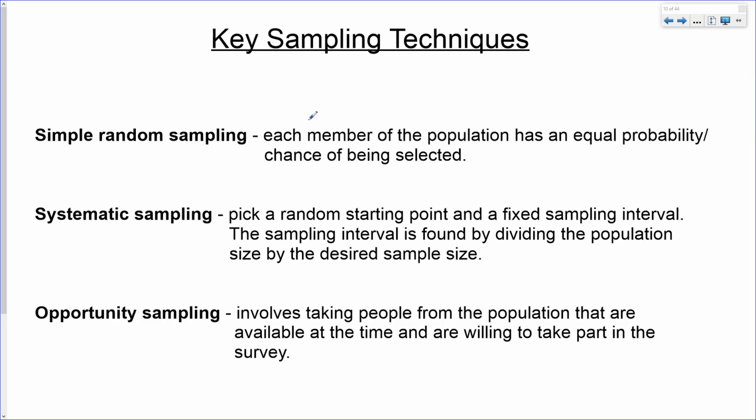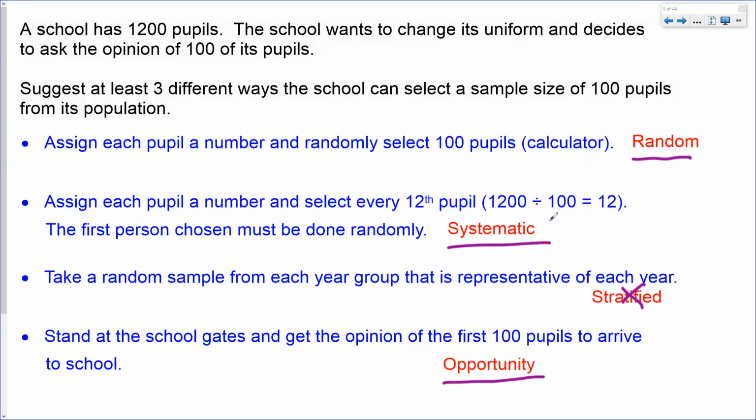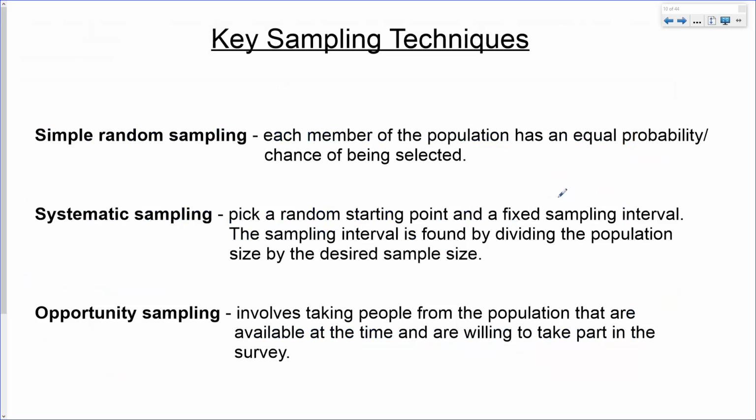The key sampling techniques that we need to consider are these. Simple random sampling, where each member of the population has an equal probability of being selected as part of the sample. Systematic sampling, where we pick a random starting point and then a fixed sampling interval. We find the sampling interval by dividing the population size by the desired sample size. So going back to every 12th person, the population size was 1,200, and we wanted a sample size of 100, and that helps us calculate that.